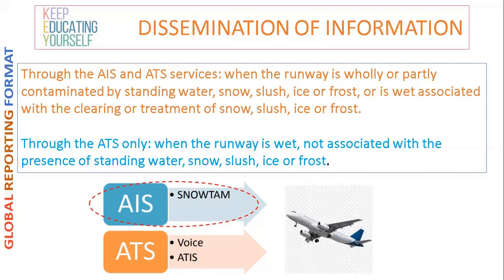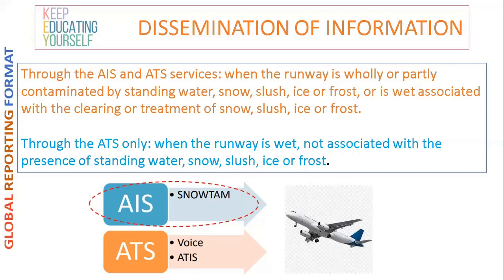So this is the only condition in which the wet runway information will not be converted into a SNOWTAM. Other than a wet runway, if any other contaminant is there and it is significant, for which a runway condition report has been generated, this information will be passed by the assessor to the aeronautical information service. As soon as the aeronautical information service receives it, it will issue a SNOWTAM for that. So this is the only change here, which is a major one.